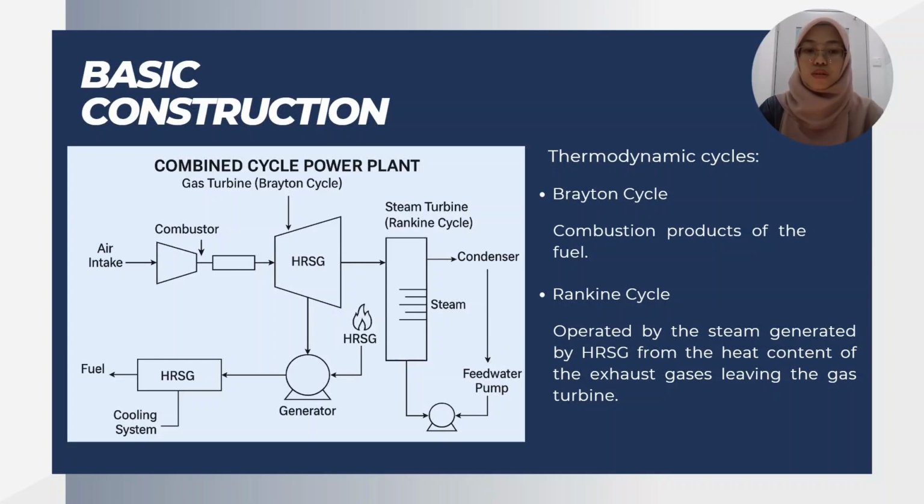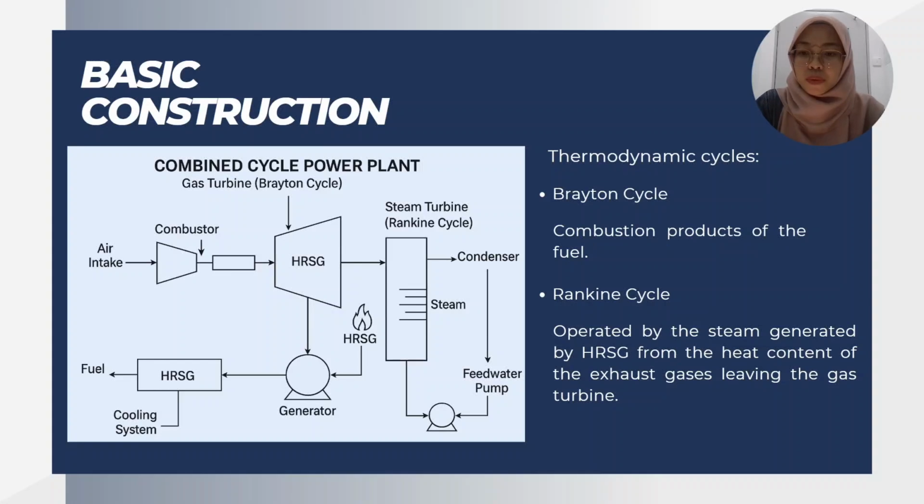That hot exhaust gas goes into a component called the heat recovery steam generator, or HRSG. This device captures the remaining heat from the exhaust gas and uses it to produce steam. The steam then flows through the steam turbine, which is part of the Rankine cycle. So, in the Rankine cycle, the steam turbine expands the steam, generating more mechanical energy and turning the same or another generator. After passing through the turbine, the steam enters the condenser where it is cooled and turned back into water. The water is then pumped back into the HRSG by the feed water pump, completing the cycle.